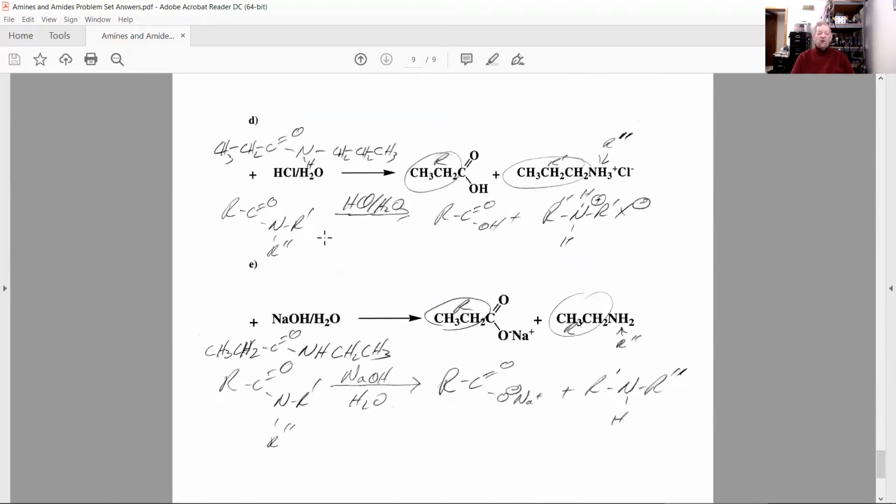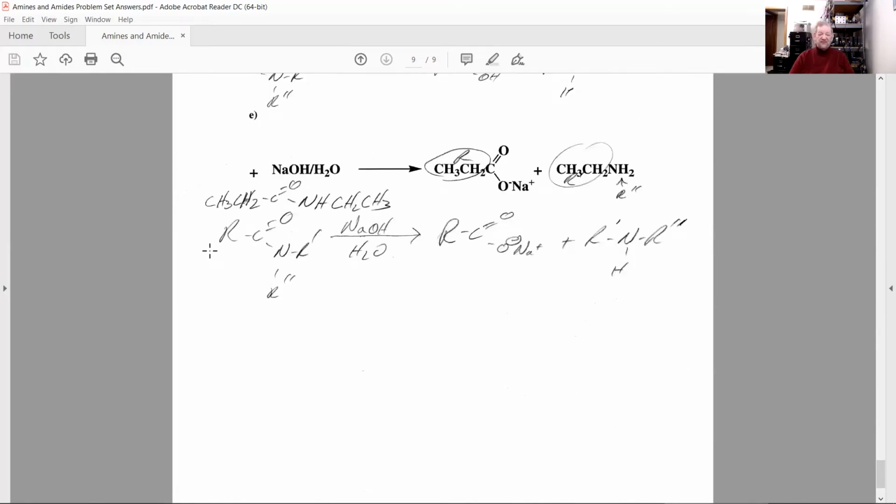And here, what do you react with acid and water to get a carboxylic acid and an amine salt? And the answer is an amide. What's our ethyl? What's our R prime and propyl? And one of the hydrogens is R double prime, which would look like this.